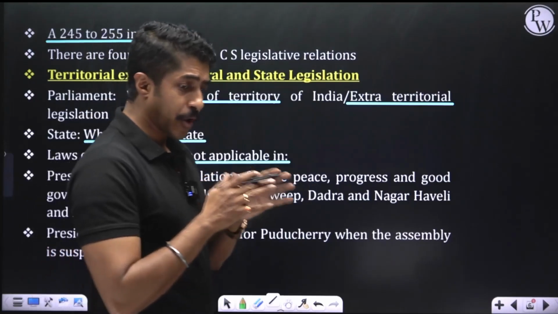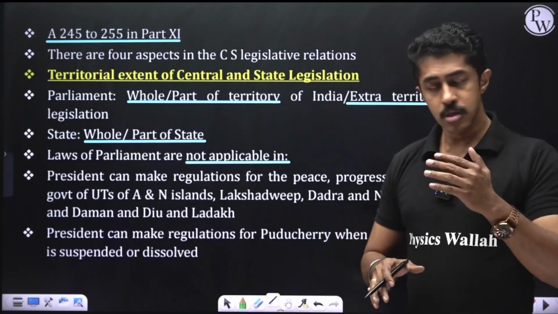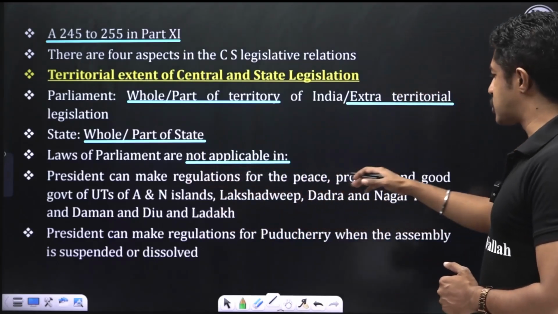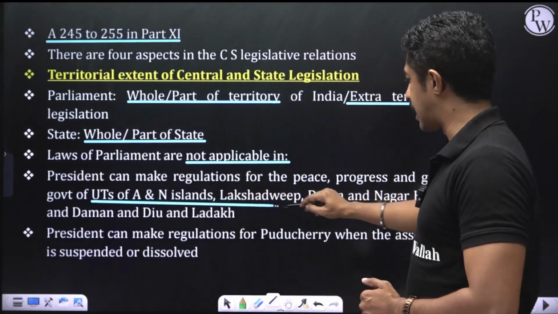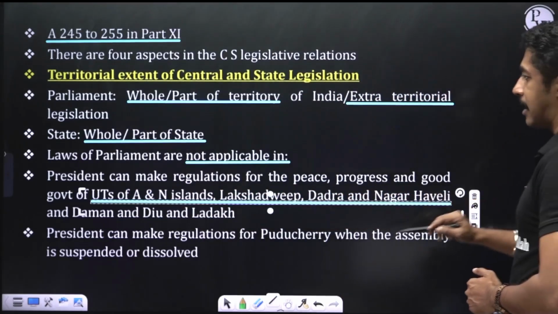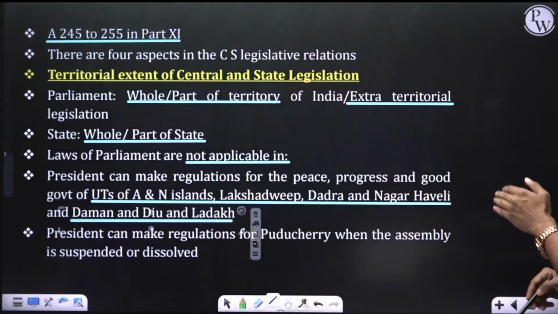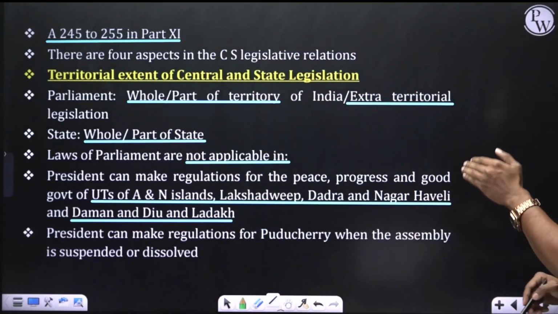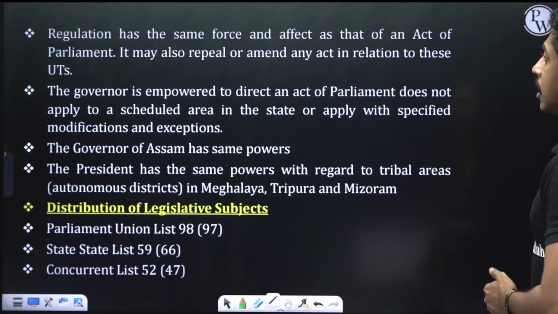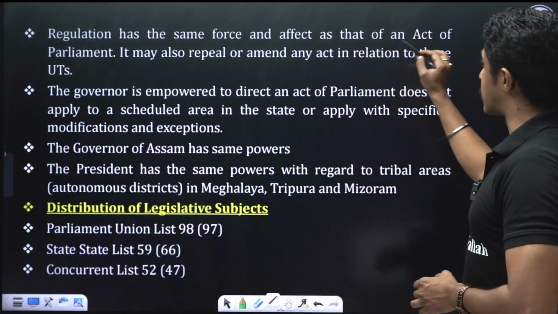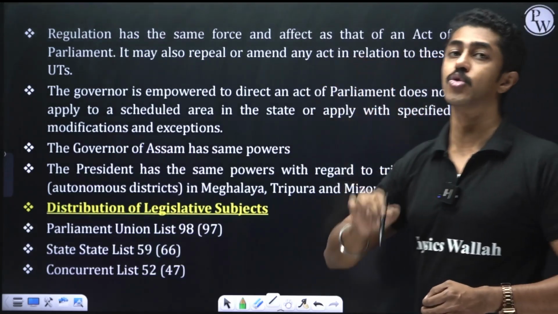This is predominantly with regard to the scheduled areas and the scheduled tribes. Let us look into that. President can make regulations for the peace, progress, and good government of Union territories of Andaman and Nicobar Islands, Lakshadweep, Dadra and Nagar Haveli, and Daman and Diu and Ladakh. President can make regulations for Puducherry when the assembly is suspended or dissolved. Taking it further forward, regulation has the same force and effect as that of an act of parliament. It may also repeal or amend any act in relation to these union territories.